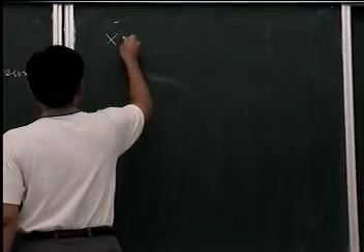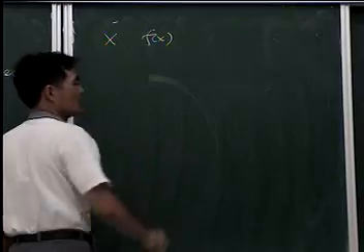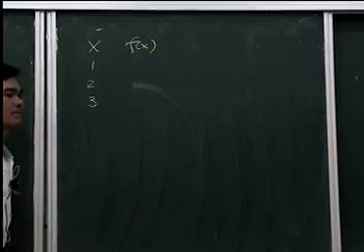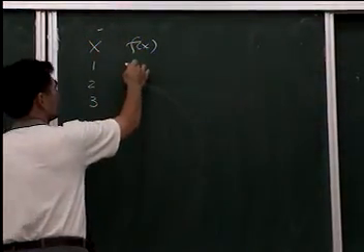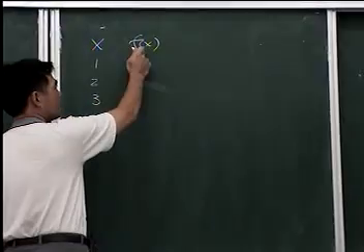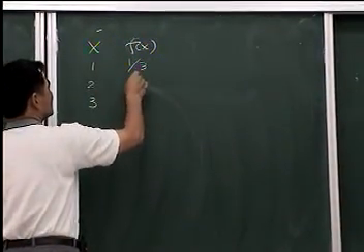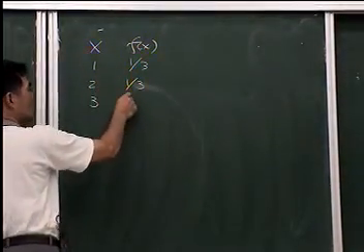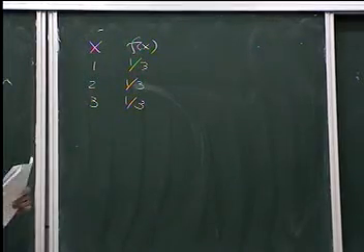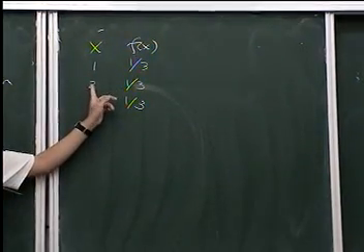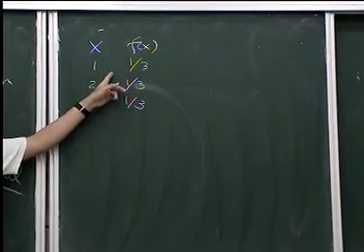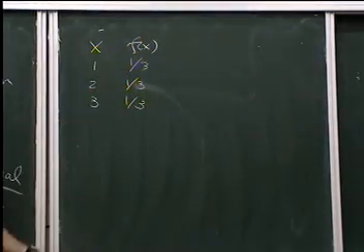Okay, so we have this. Suppose x and f. So x is equal to 1, 2, and 3, okay? And f of x is in terms of probability, okay? Probability of x equal to 1 is 1/3. Probability of x equal to 2, also 1/3. And the same thing, 1/3 here. So what kind of distribution is this? This is uniform distribution, right? Because the probability for each number is the same, 1/3, 1/3, and 1/3.